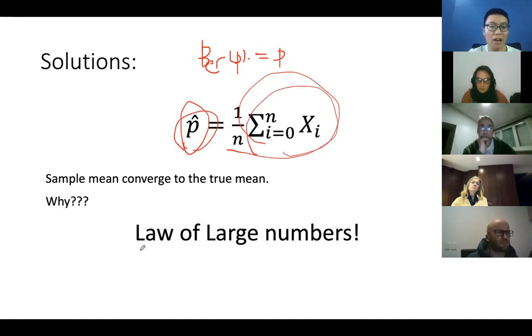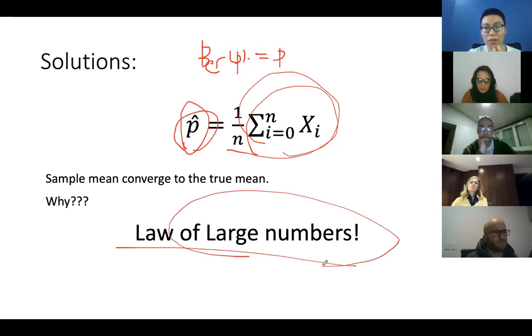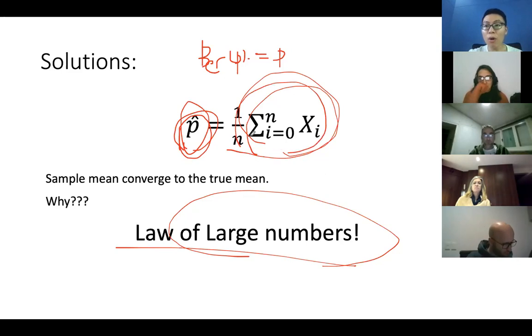But why does this happen? This is called the law of large numbers. And you will apply the law of large numbers so many times in our class. Why? Because in real life you only have a sample. You don't have access to the true distribution. If you want to estimate a parameter of that distribution, like the P, you should use the sample you get from that distribution and approach the true mean. At that time, you apply the law of large numbers.